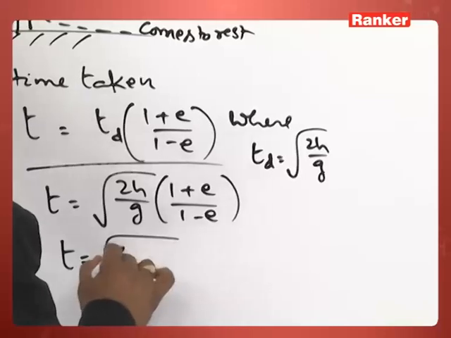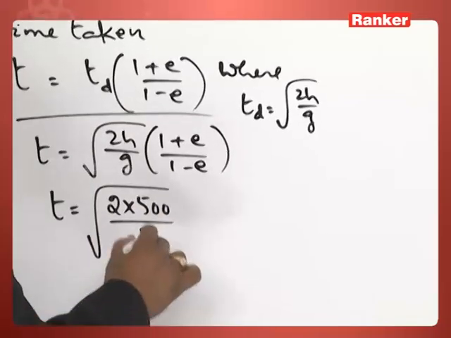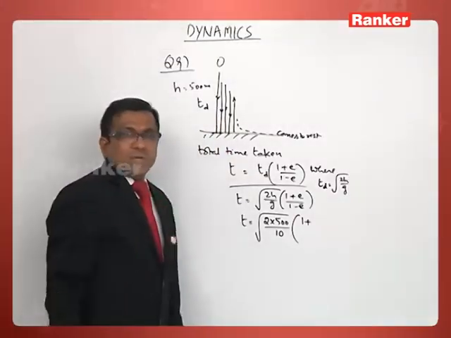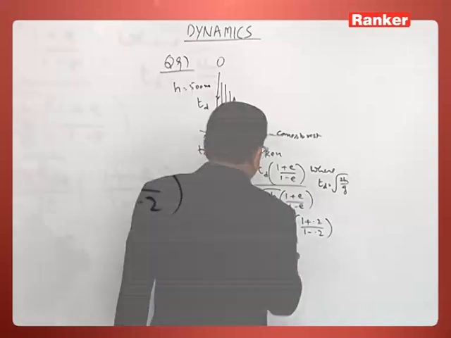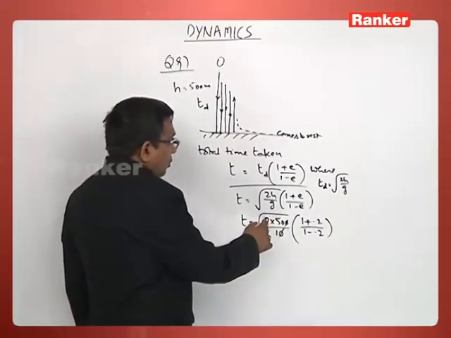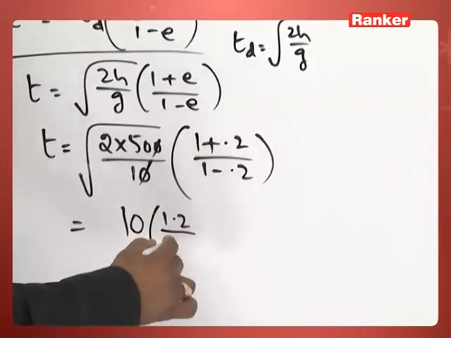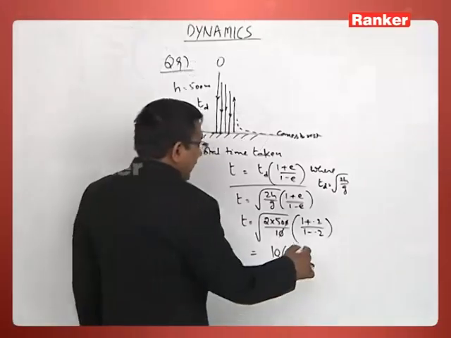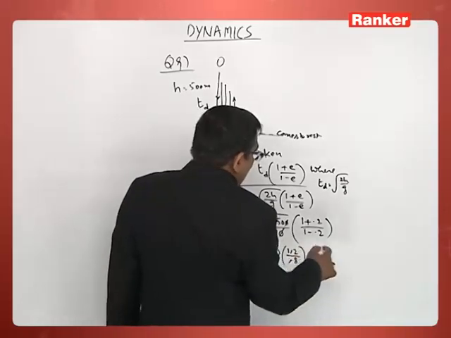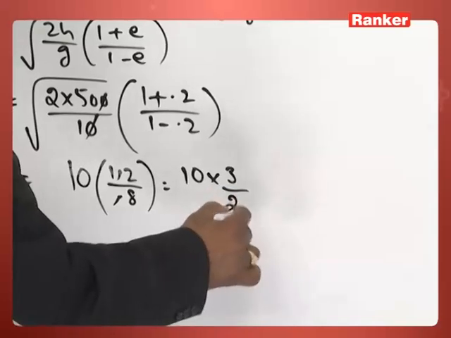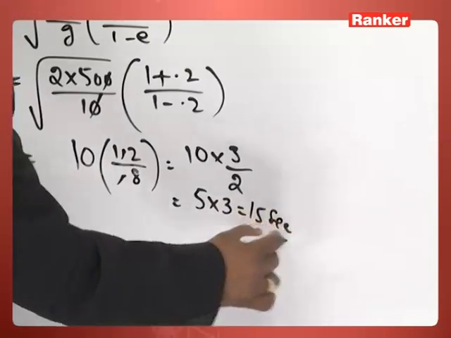From this, if you calculate, root of 2 into the height given, 500 meters, by g, taking 10, into 1 plus the coefficient of restitution, given as 0.2, by 1 minus 0.2. Simplify, the zeros get cancelled: root of 2 into 500 by 10 is root 100, which is 10, into 1.2 by 0.8. If you further simplify, the decimals get cancelled, and 12 by 8 reduces to 3 by 2, so it becomes 5 into 3, so it takes 15 seconds to come to rest.